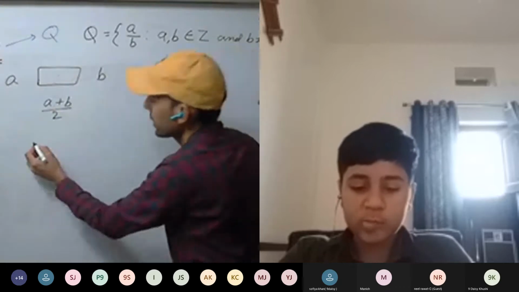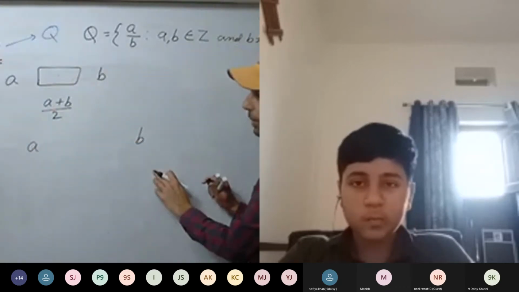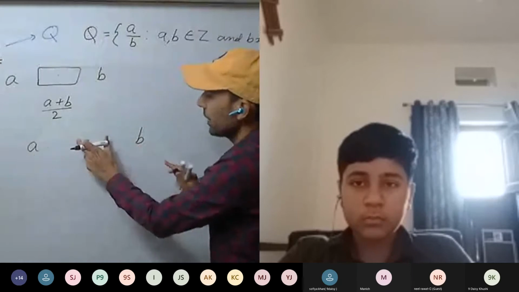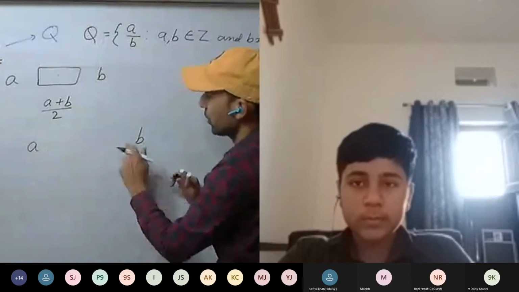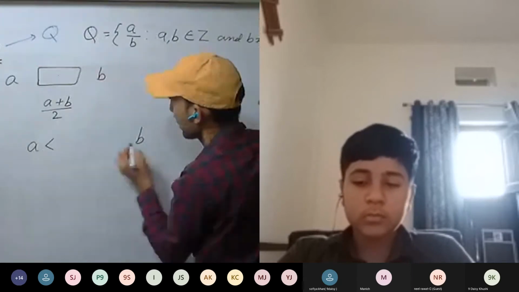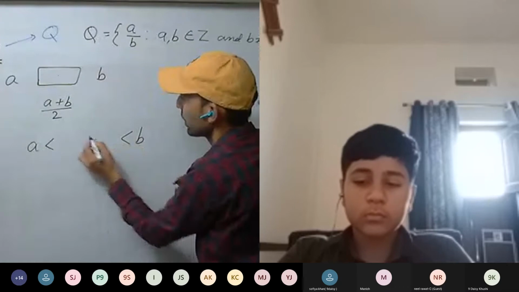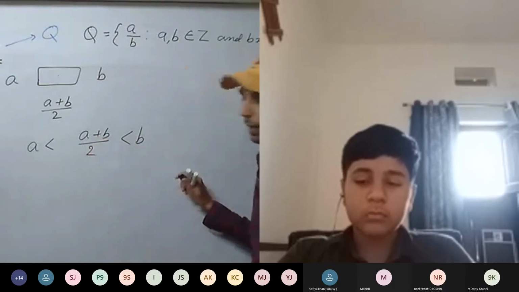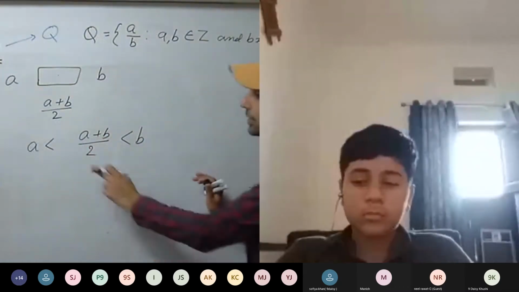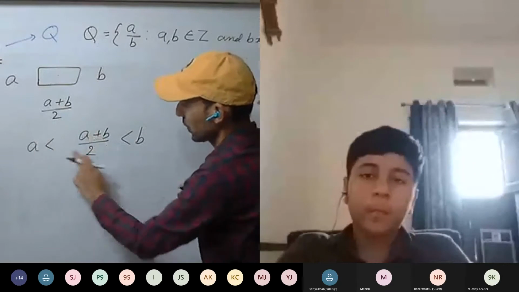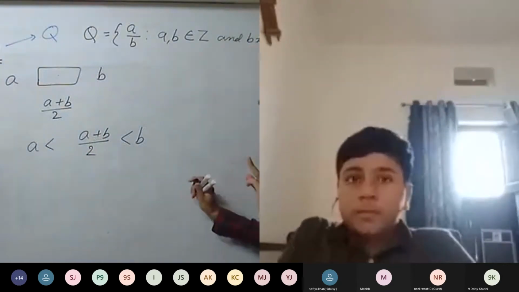So to insert a rational number between any two rational numbers, we add them and divide by 2. That is, we take the mean of them. So A plus B divided by 2. Now the question further asks that we insert rational numbers between these two. That is, we have to insert three rational numbers.